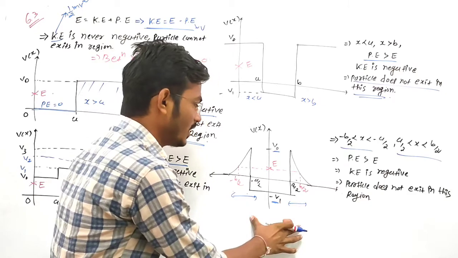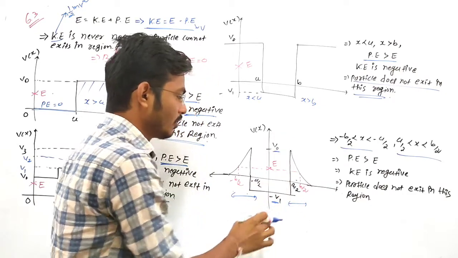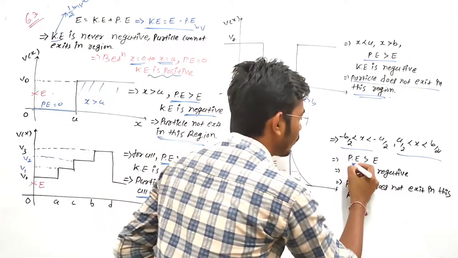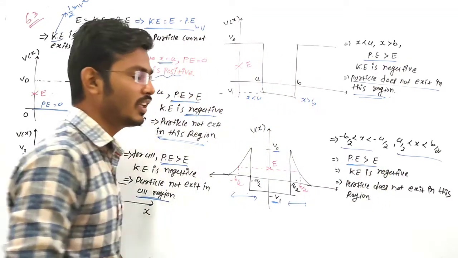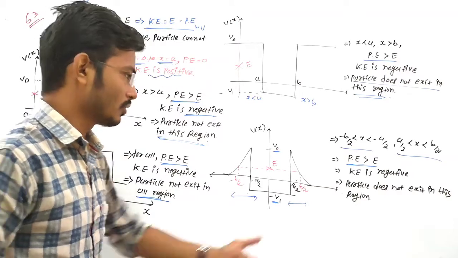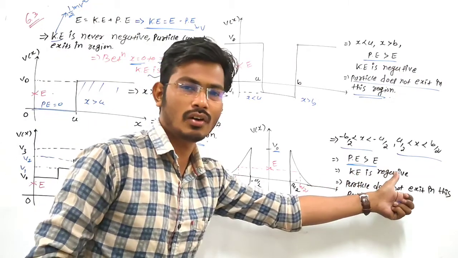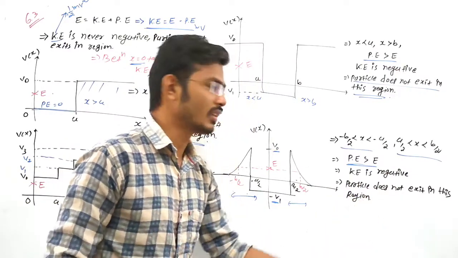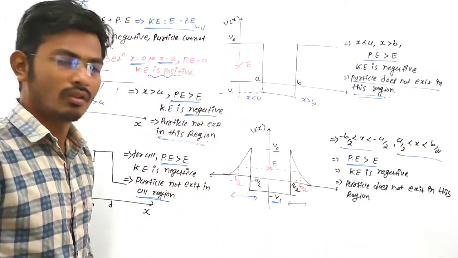So for that conditions V0 and V1 वो तो greater than ही है किससे, total energy से. So we can say the potential energy is greater than the total energy capital E. So therefore kinetic energy is what? Negative. So therefore particle does not exist in this given region. Alright.